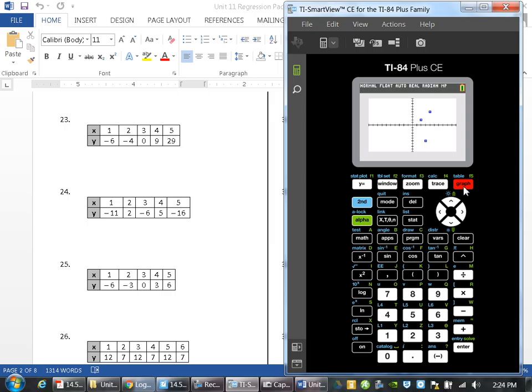Now, at this point, you would have had to adjust your window. I just found out that there's a button that'll automatically fix your window. Zoom 9.